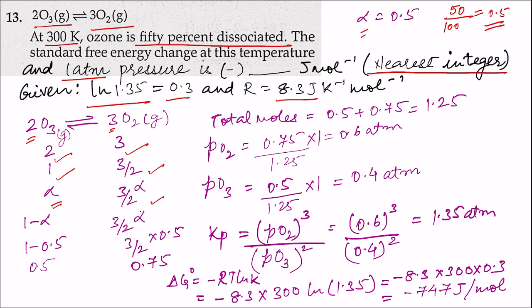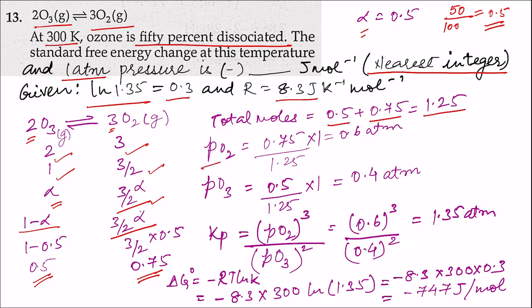So out of 1 mole, alpha moles is dissociated, and when alpha moles of ozone dissociates, it gives 3/2 alpha moles of oxygen. So remaining ozone at equilibrium is 1 minus alpha and oxygen formed at equilibrium is 3 by 2 alpha. Putting the value of alpha and solving, moles of ozone is 0.5 and moles of oxygen is 0.75. So total moles will be 0.5 plus 0.75, which is 1.25 moles.